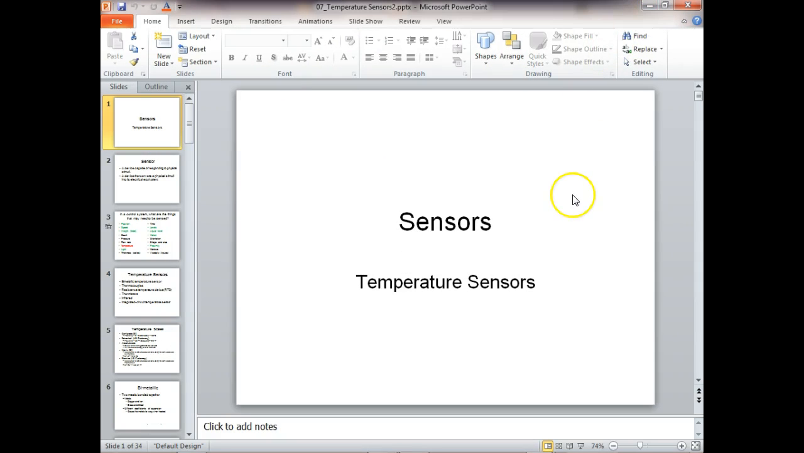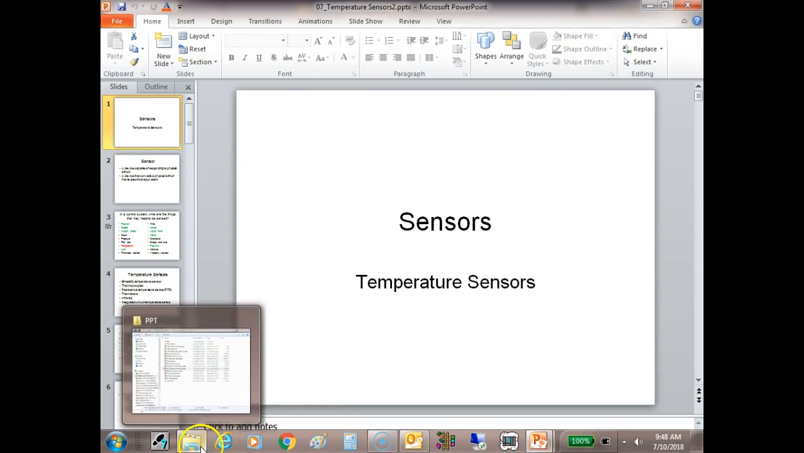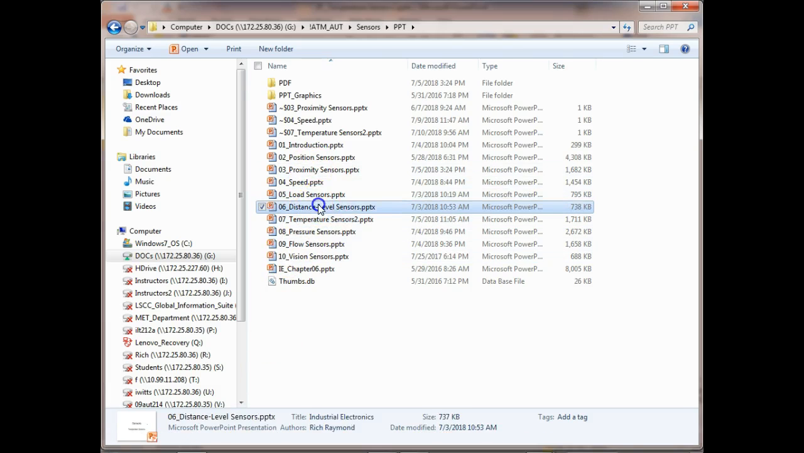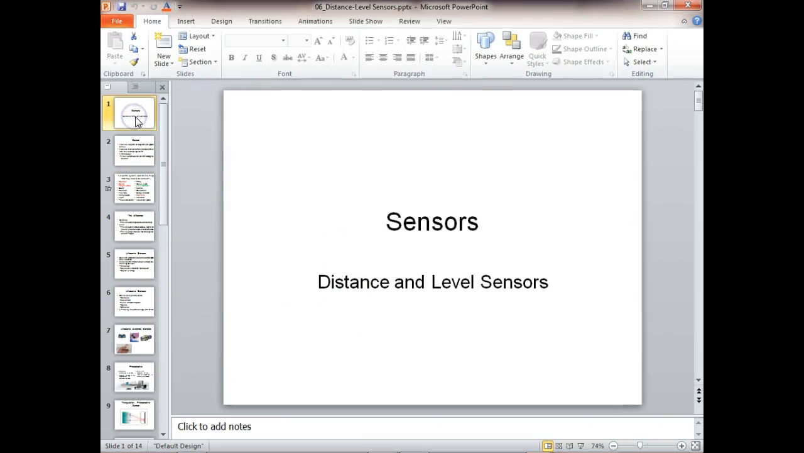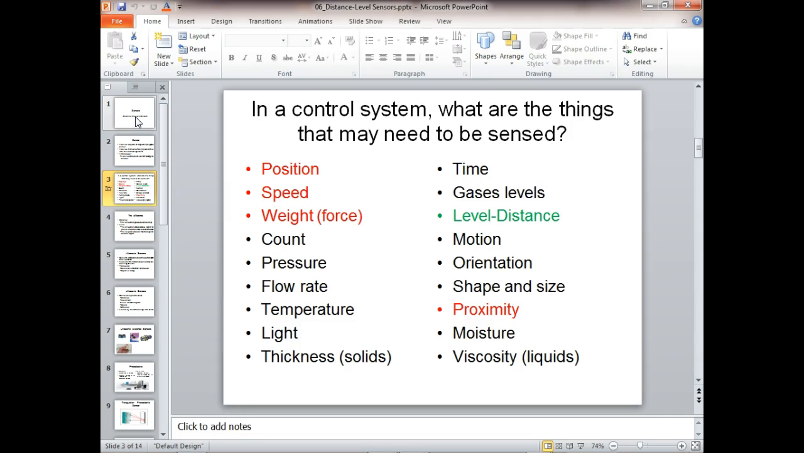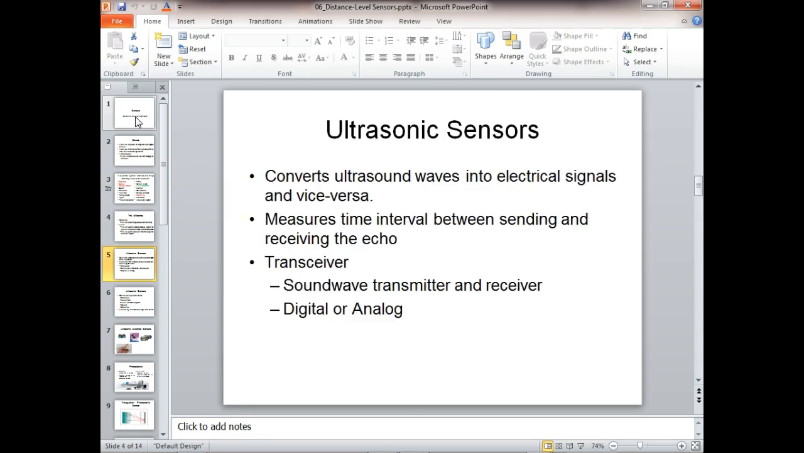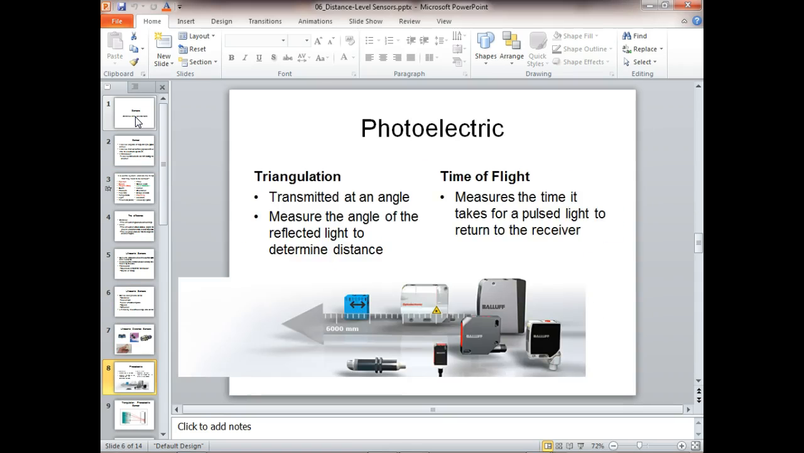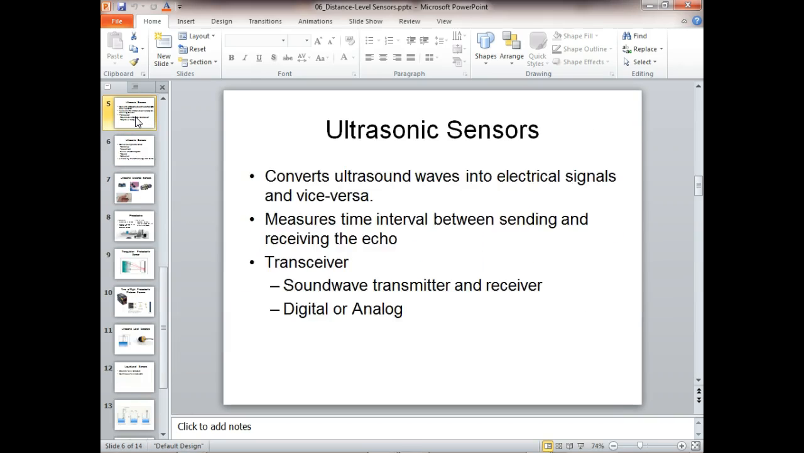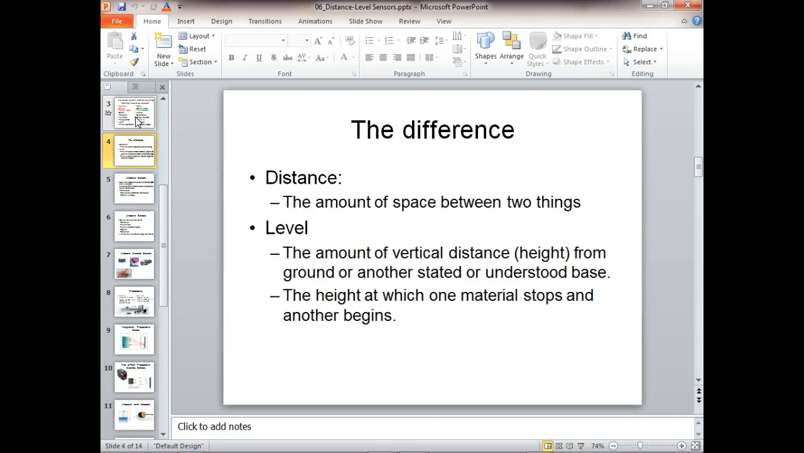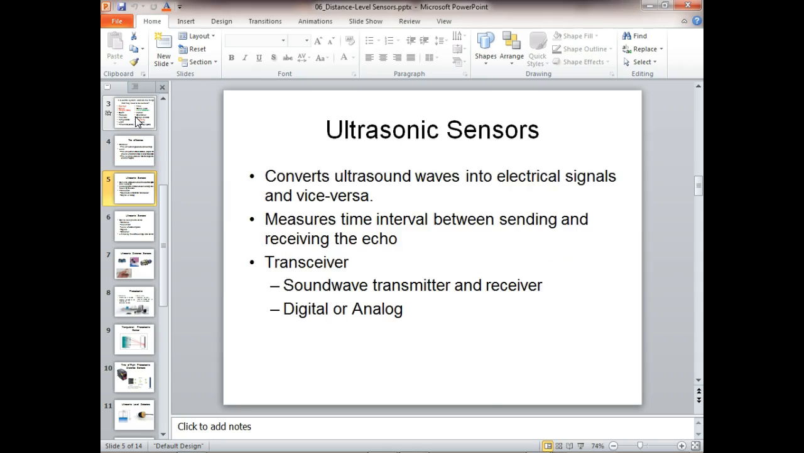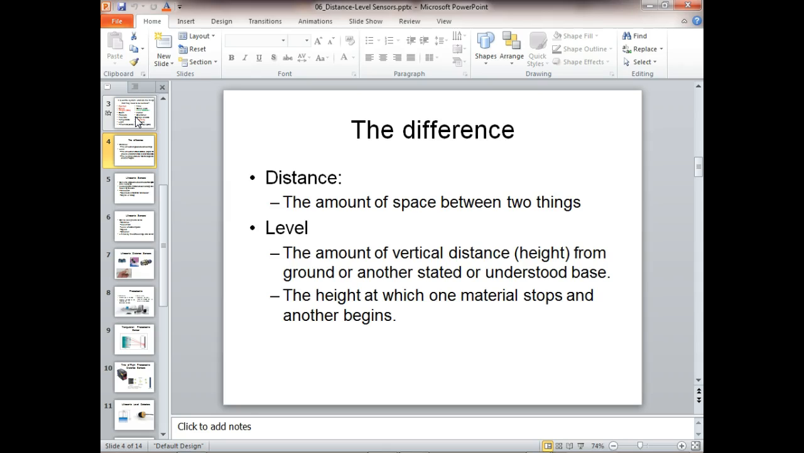So level sensors, anybody got any questions on level sensors? So we looked at the difference between distance and level, right? Everybody okay with those definitions? I don't know if I put that in the glossary or not. I need to make sure that's in there. So distance is usually the space between two points, right? Two things, and then level is usually from a reference.